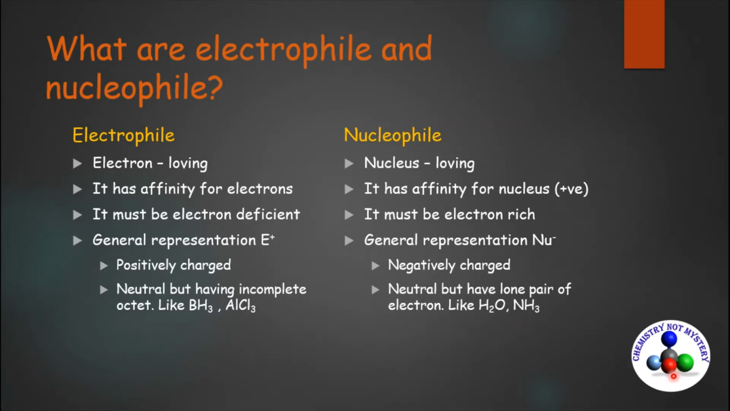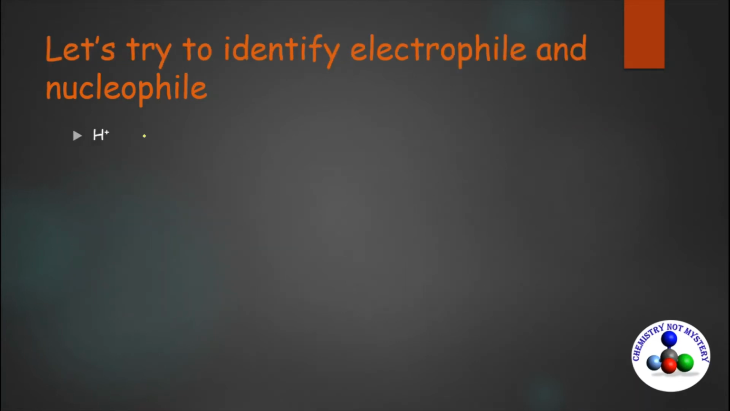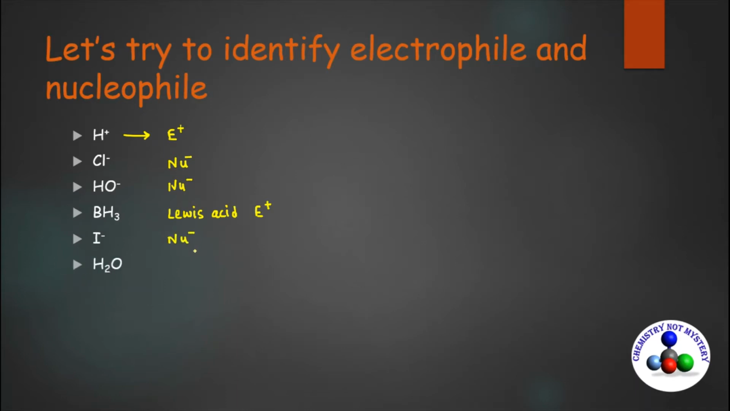Let's try to identify electrophile and nucleophile. H+ is electron deficient, so it's an electrophile. Cl- is electron rich, that's why it's a nucleophile. OH- is a nucleophile. BH3 is a Lewis acid, that's why it is an electrophile. I- is a nucleophile. H2O has a lone pair of electrons, that's why it's a nucleophile. HSO4- is a nucleophile. H- is also a nucleophile.